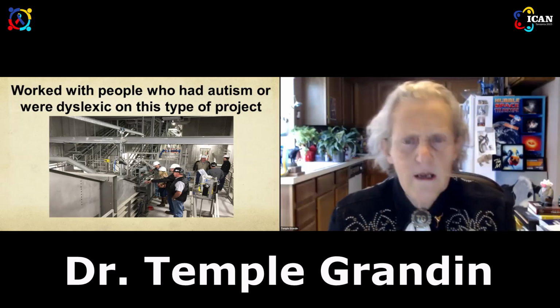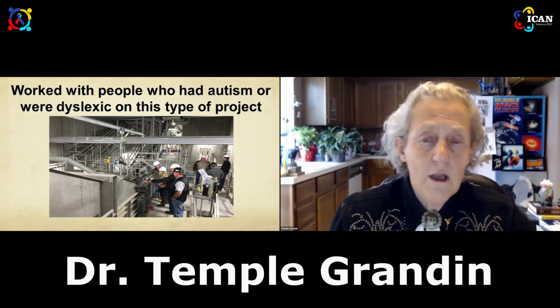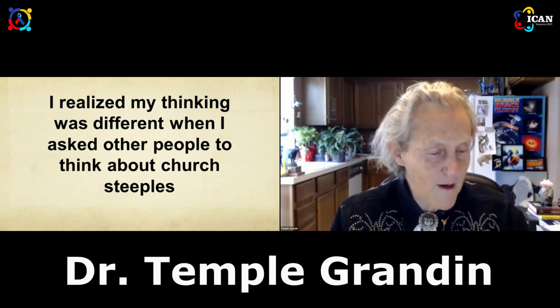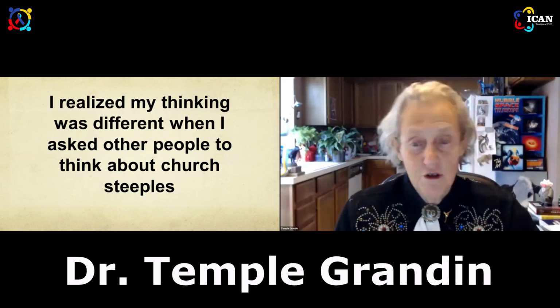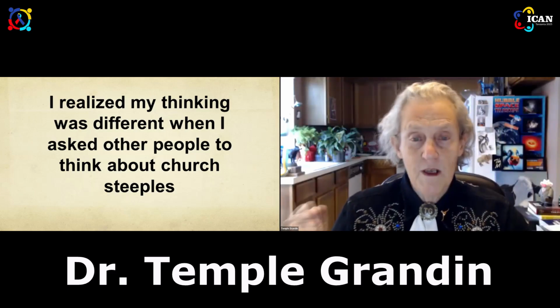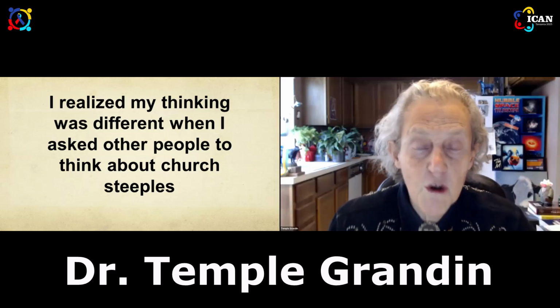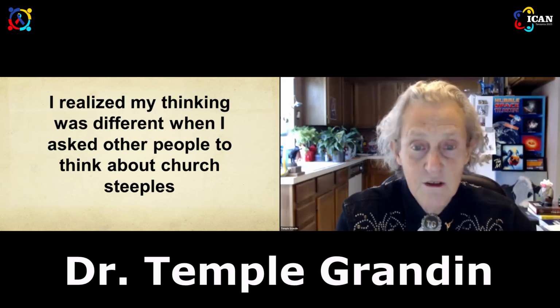Now, I didn't know that I thought visually until I was in my late 30s. And I'm going to show you how I found out. I realized this is one of the slides. I realized my thinking was different when I asked people to think about a church steeple. Okay, why did I pick that out? Because it's something prominent in the environment that you don't own. Most people could see their own car or maybe see their own house if I ask them about it.